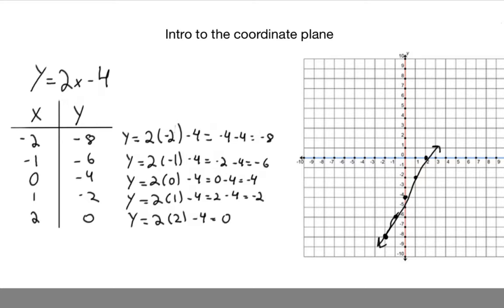Make sure to draw arrows at the ends of your line, because this symbolizes that the line could go on forever, because you could have x equal 1,000, or x equal 3, or x equal -3. It could just keep going on, and there are corresponding y values for those x values. So this is the graph of the equation y equals 2x minus 4.